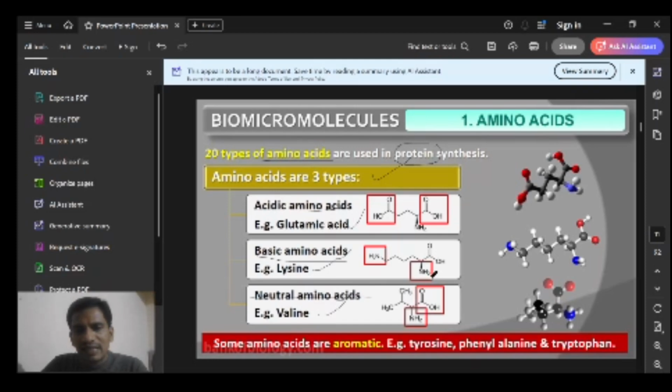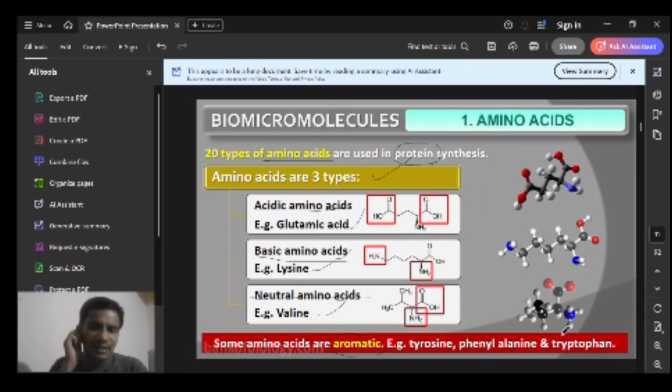Some amino acids are aromatic in nature. What are the aromatic amino acids? Tyrosine, phenylalanine and tryptophan are the aromatic amino acids.